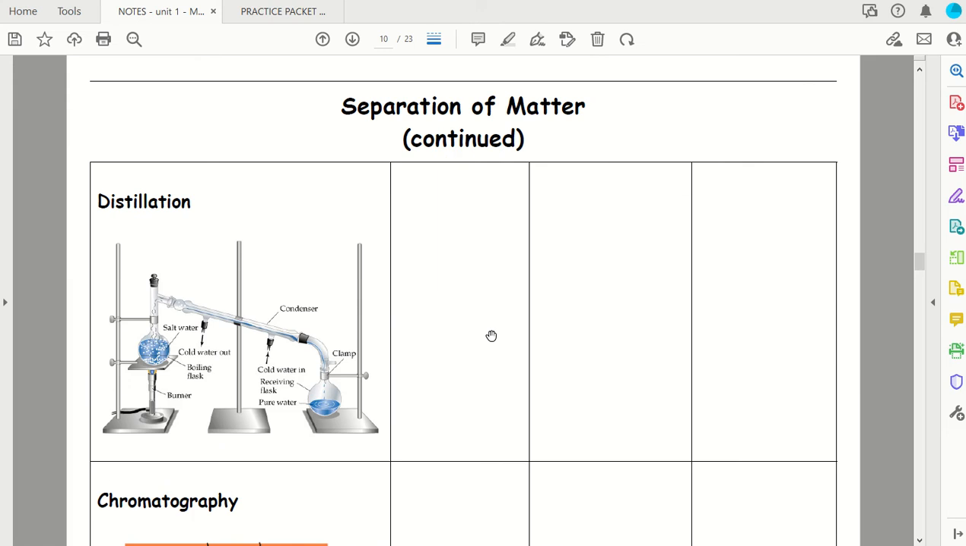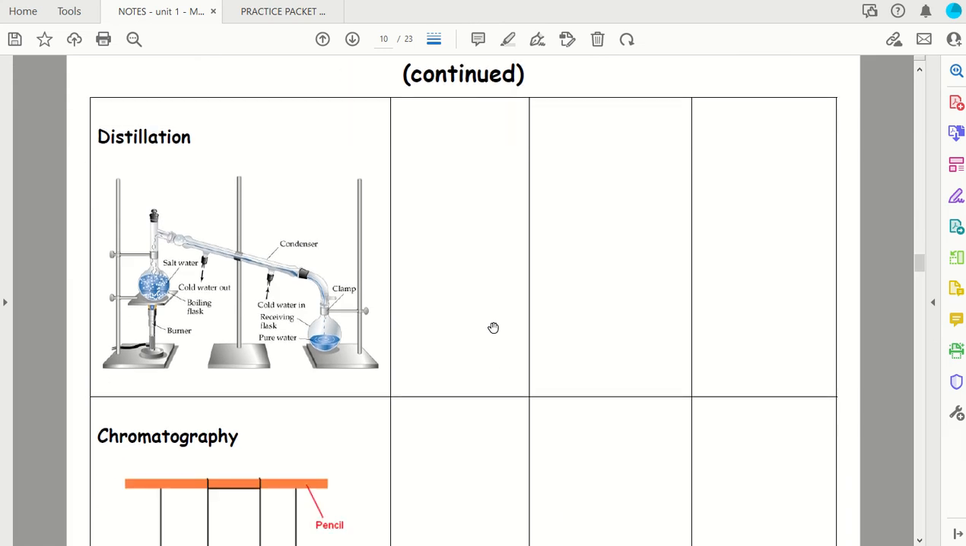All right, let's move on. Here's a really cool way to do something. It's called distillation. Notice that you got some salt water here.